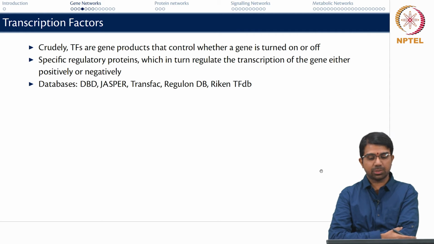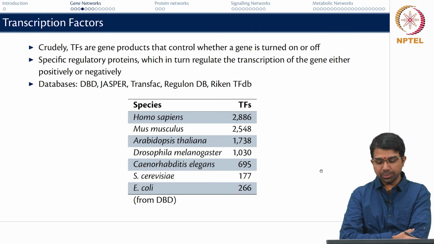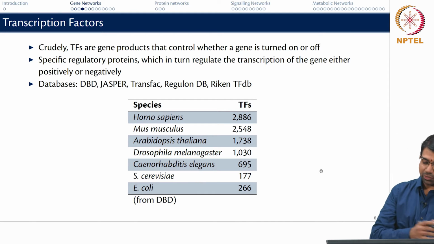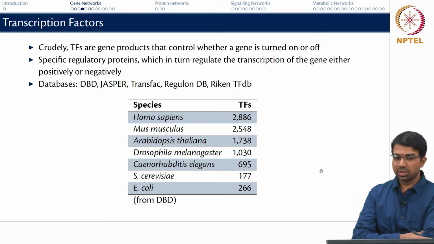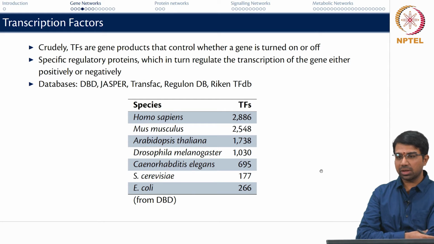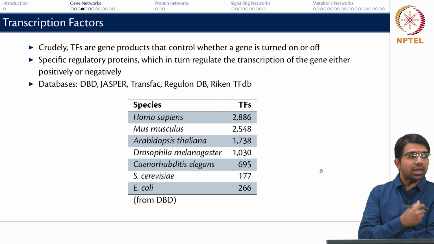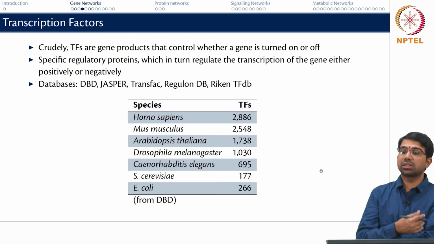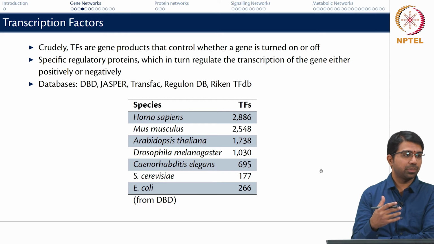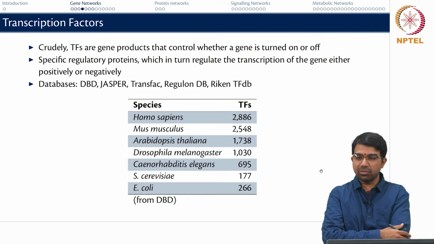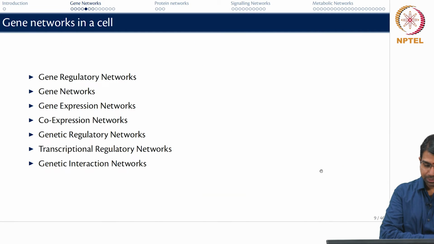There are many databases such as DBD, Jaspar, TRANSFAC, RegulonDB and so on, and these are some statistics: for Homo sapiens, or humans, you have nearly 3000 transcription factors, whereas in E. coli you have less than 300 transcription factors. But if you look at a gene regulatory network, you will find that most of these transcription factors are hubs. They will influence the function of several other proteins, right. There will be a distribution, but in general you will find that they influence several other proteins.